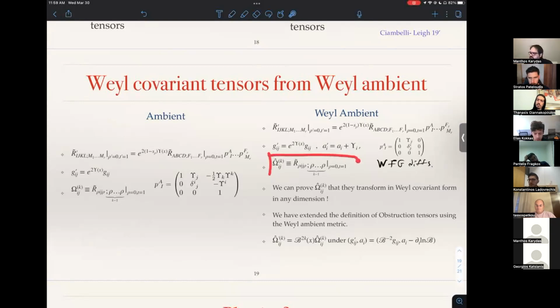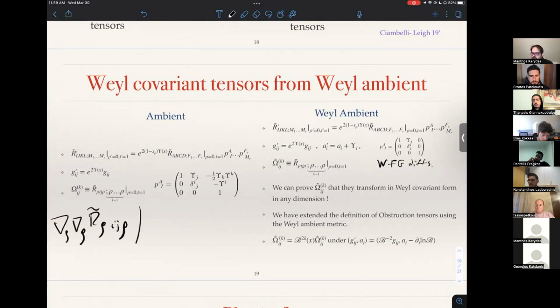There is a definition of this obstruction tensor using the ambient Riemann tensor, as I said. That's a good definition of what this obstruction tensor is. It is some component of this ambient Riemann, and then you pull it back. So you take the rho i j rho ambient Riemann, and you take an arbitrary number of rho derivatives, and then you pull back this tensor. That is what we'll say is the obstruction tensor, and that will be a conformal tensor, and you can prove that. We use that as a definition. That's what they used. We just generalize it to describe the Weyl-covariant obstruction tensor.